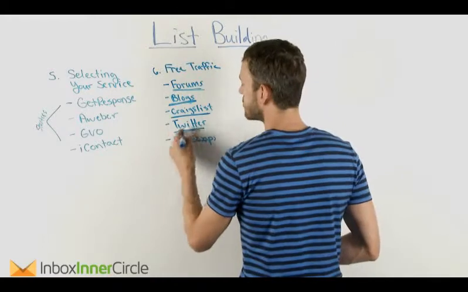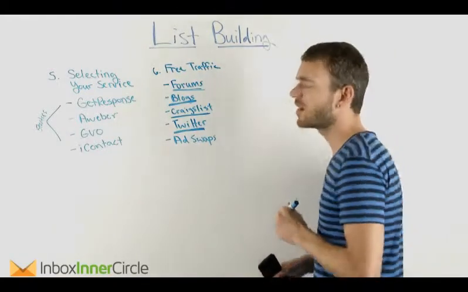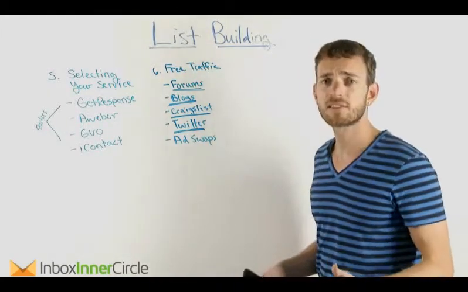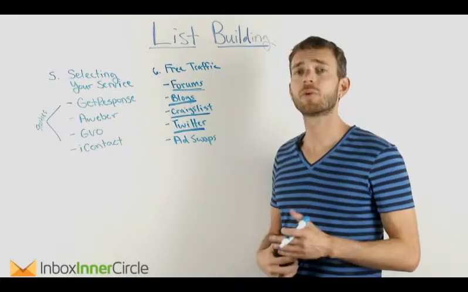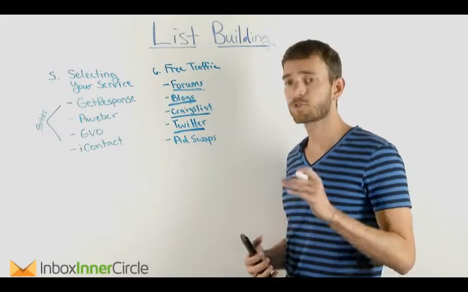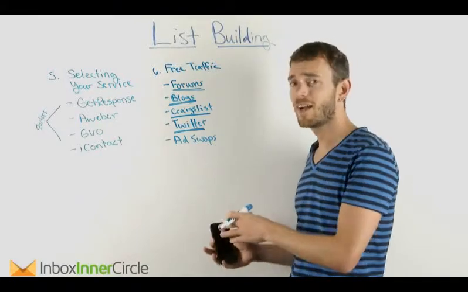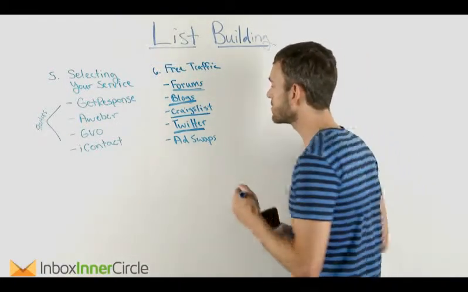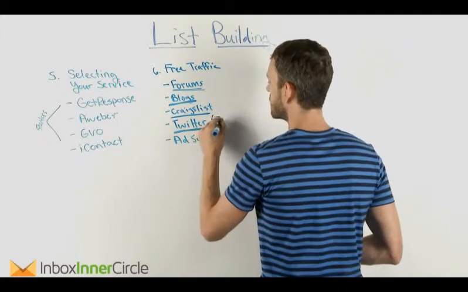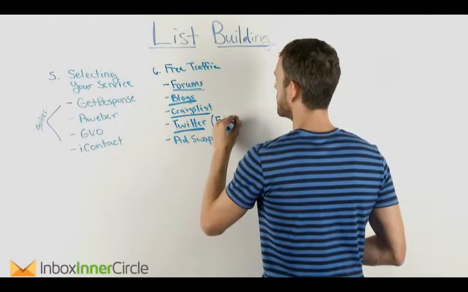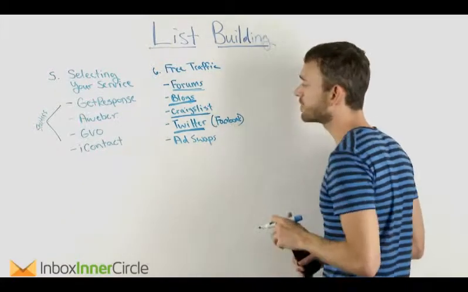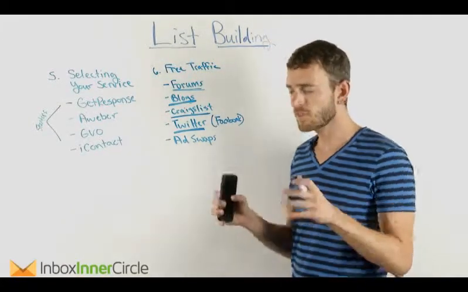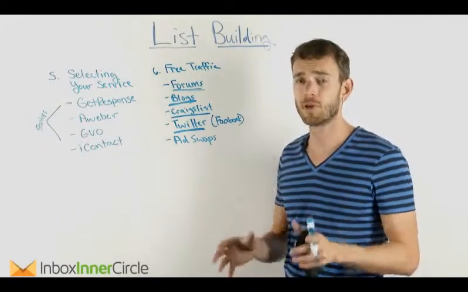Twitter is also a way that you can generate some free traffic. This is probably one of the ones we use the least. But if you build up a good Twitter following, you can post on your Twitter account and drive people back to your opt-in page. And I would also say that Facebook can be used. Okay, when you build a Facebook fan page, Facebook only lets you distribute your posts.